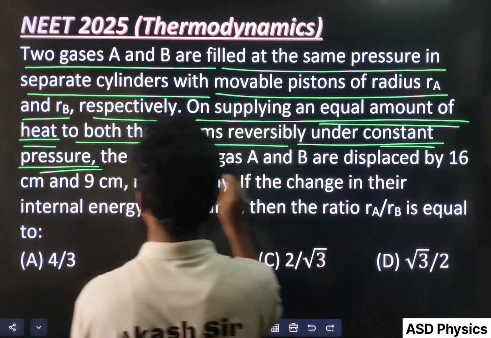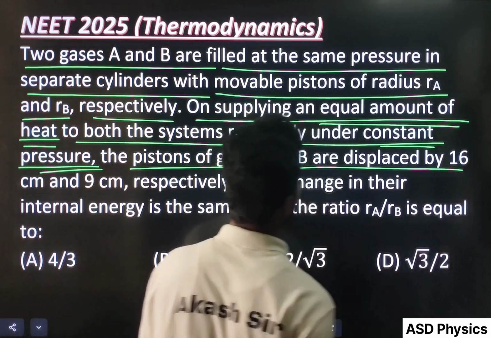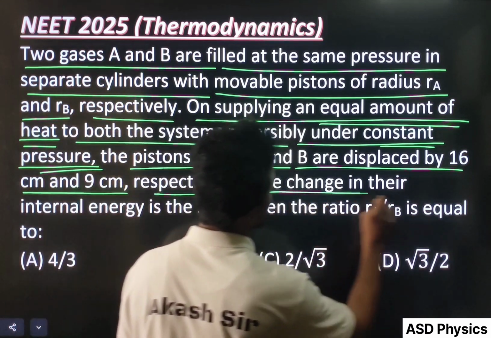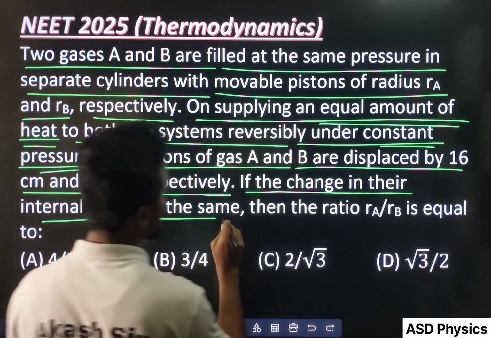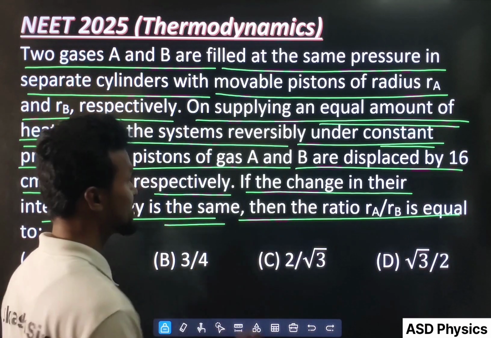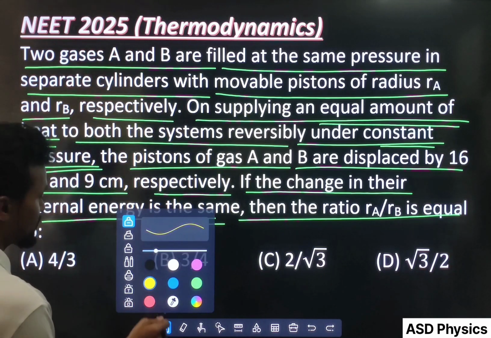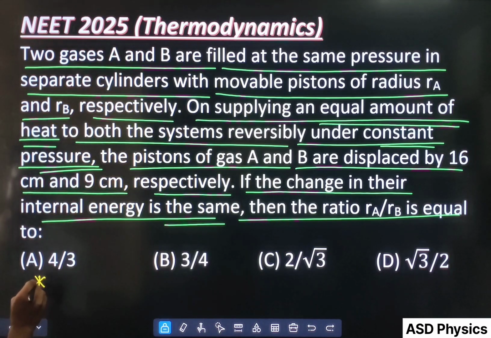Pressure is also constant here. The pistons of gas A and B are displaced by 16 centimeter and 9 centimeter respectively. If the change in their internal energy is the same, internal energy change is also the same here, then the ratio RA by RB is equal to how much? So a number of data are given here. First we will note them down one by one.